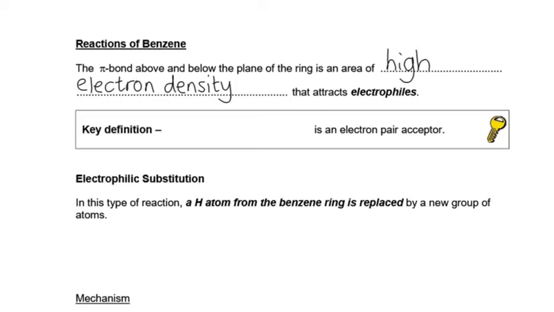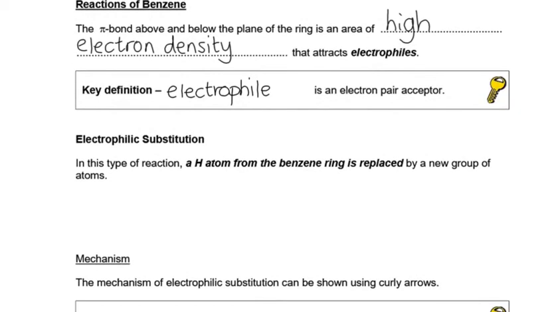Electrophiles being things that want to accept a pair of electrons. And because it's stable, it doesn't want to lose that stability by losing the delocalization. And so rather than doing addition, it's going to do substitution.